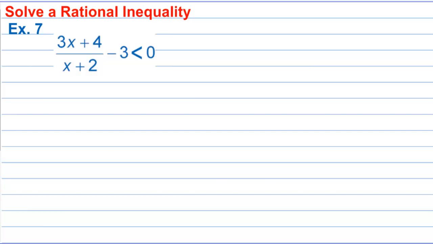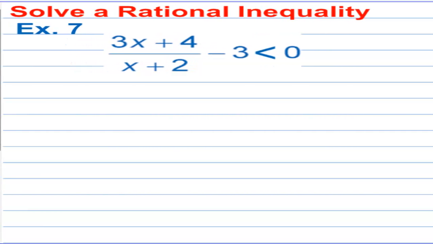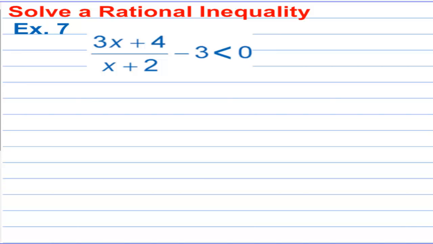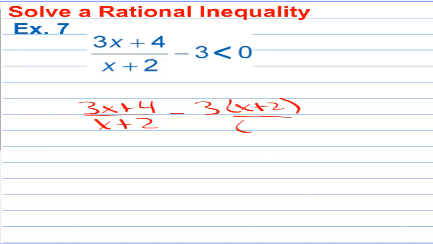Solve a rational inequality. We need to add these two fractions. We have 3x plus 4 over x plus 2 minus 3 times x plus 2 over x plus 2.